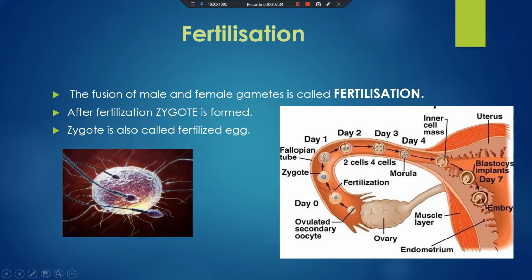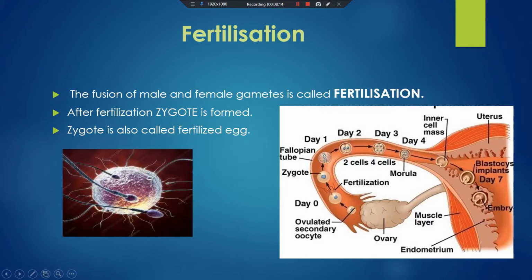Here you can see the picture. This is the ovary. The ovary is releasing the ova or egg. It comes to the fallopian tube, and here the fertilization takes place. The ovary releasing the ova is a process called ovulation. Now the sperm reach here and fertilization occurs. Clear? After fertilization, this egg converts into a zygote. You can see it over here.